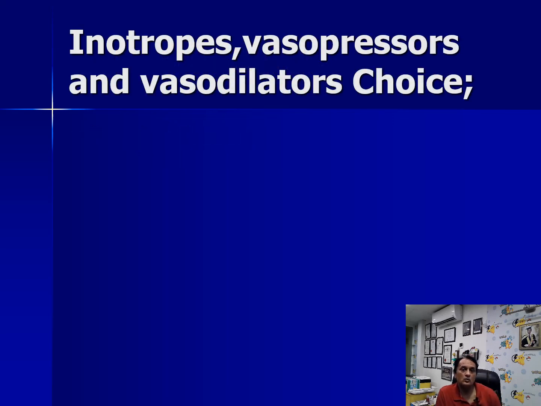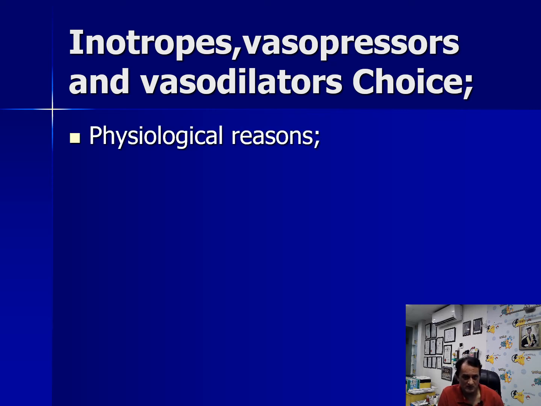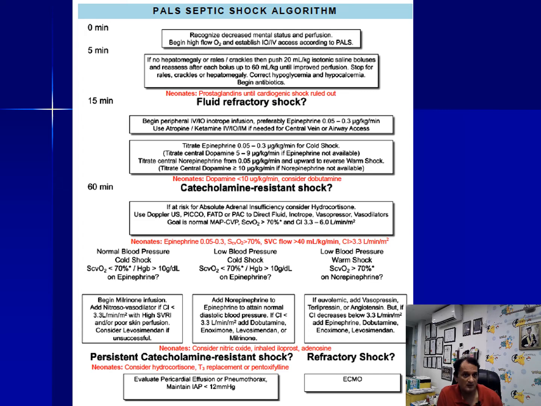So how to choose among the inotropes, vasopressors and vasodilators? Actually, it's very simple. You just need a couple of years of practice in pediatric ICU under guidance, and then you will come to know what you need to do in these patients. But there are physiological reasons, and you have to learn that practically at the bedside.